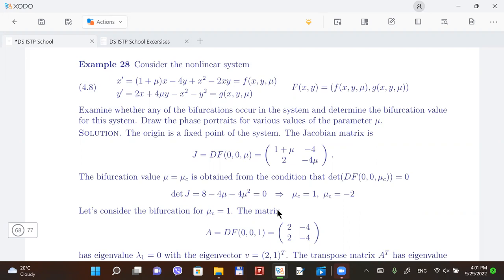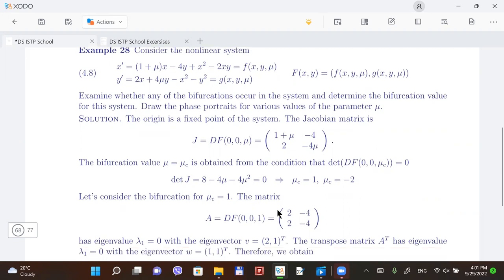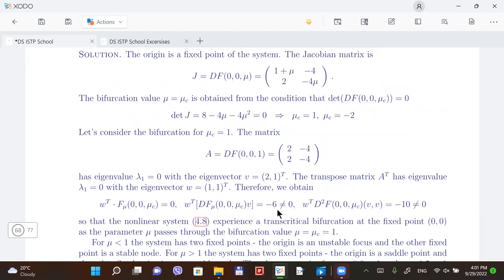But I think that also for the other bifurcation value, you also have a transcritical bifurcation, if I remember. Yeah, the transcritical bifurcation. So next, you fix that bifurcation value, and now you calculate the eigenvector of this matrix and the transpose matrix. And after that, just calculate the partial derivatives of this function. Of course, all the time, the bifurcation value is fixed. For all the further calculation, you plug into the system and calculate the partial derivatives at the fixed point.